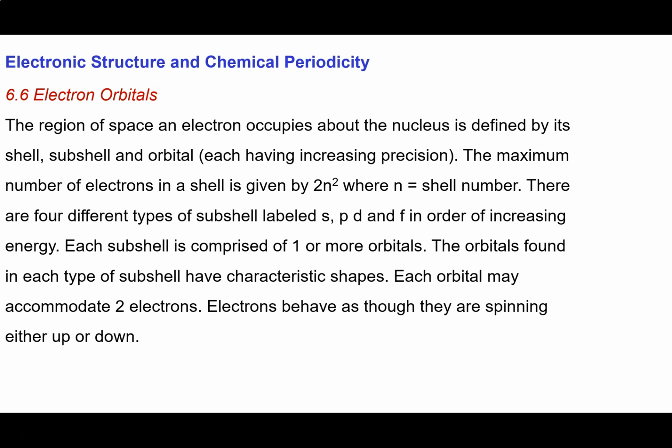Every subshell is comprised of 1 or more orbitals. S subshells have 1 orbital, P subshells are comprised of 3 orbitals, D of 5, and F subshells of 7 orbitals. The orbitals found within a subshell have a characteristic shape, and every orbital can accommodate a maximum of 2 electrons. We also know a little bit about how the electrons are behaving within those orbitals, and in particular, the electrons behave as though they are spinning, but that spin is quantized. It is either up or down.